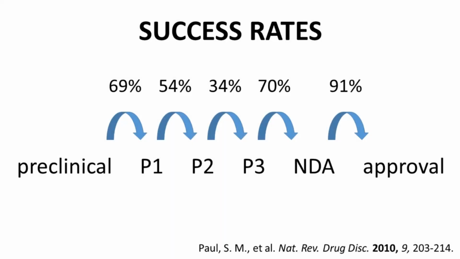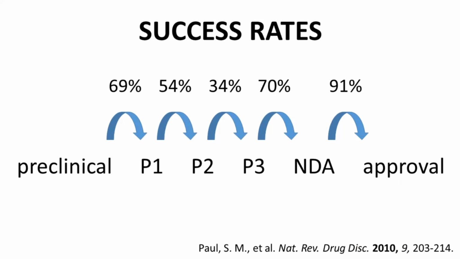Across the screen is a list of the different stages of drug discovery and development. We have preclinical research and then the 3 clinical trials, phase 1, phase 2, phase 3, the NDA, and finally drug approval. In 2010, researchers at Eli Lilly studied a number of drug campaigns and reported the success rate of the transition from one stage to the next.